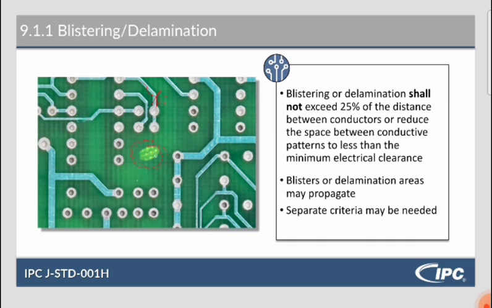This would probably be acceptable, but an eye would need to be kept on this to make sure it didn't spread, because it says blisters or delamination areas may propagate. That means it may spread. This may grow larger, or another blister may pop up because that layer is already, I wouldn't say damaged, but put at risk. It's been compromised is the word I'm looking for. So other blisters may happen here. If this was any closer to one of these, or bridged these two areas, that would be a defect. But as it is right now, it is technically not a defect.